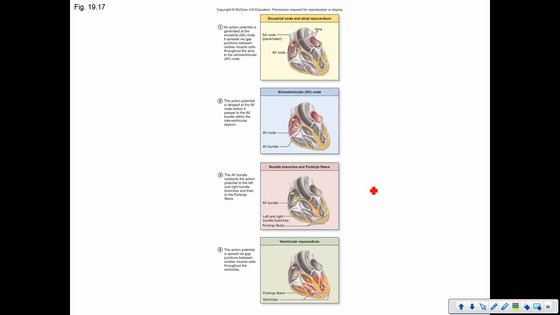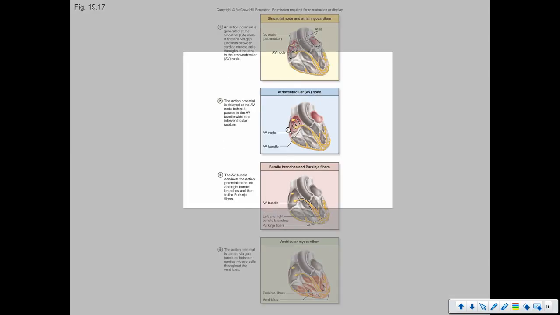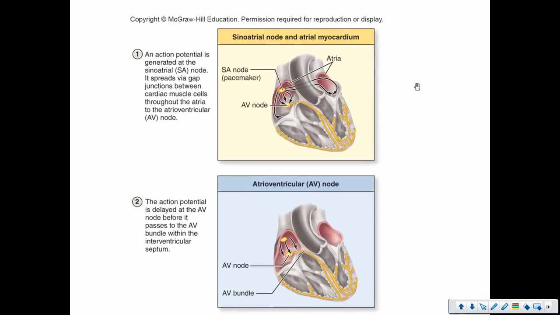All right, I'm going to show this to you graphically here, and then I'm going to show you a video that will show you this in an animated format so you can understand it as well. So when we look at the electrical conduction system of the heart, whenever we talk about this action potential generated at the sinoatrial node, that's when we hit threshold, okay? Threshold means that the muscle is going to be contracting. Okay, so you can see here that we have the action potential generated here at the SA node, and that spreads to the atria.